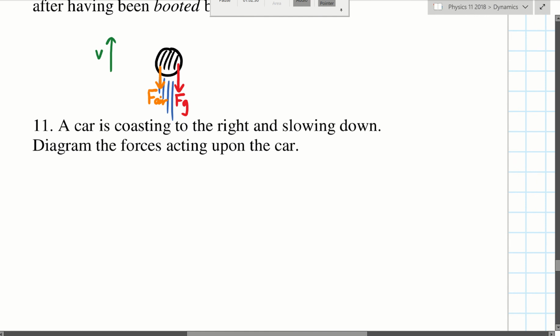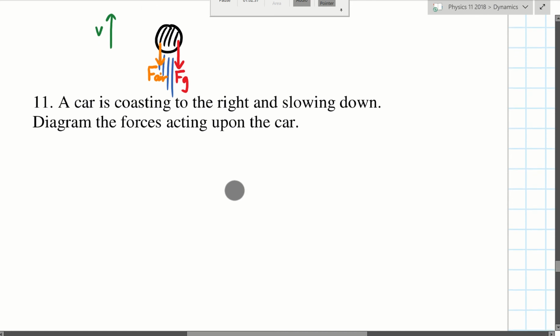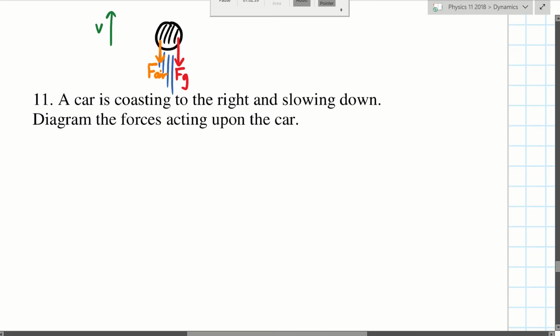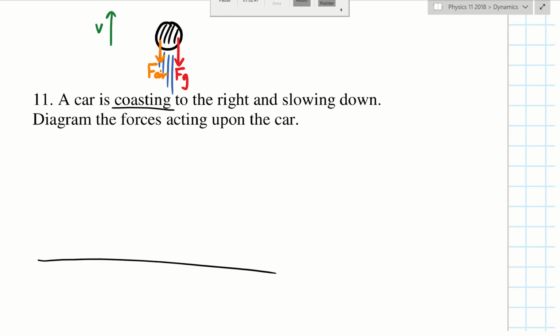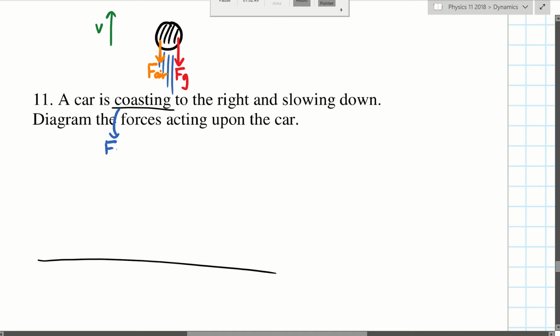Okay, so the last one, a car is coasting to the right and slowing down. Diagram the forces acting on the car. Okay, so the car is slowing down. Coasting means that the applied force no longer exists.